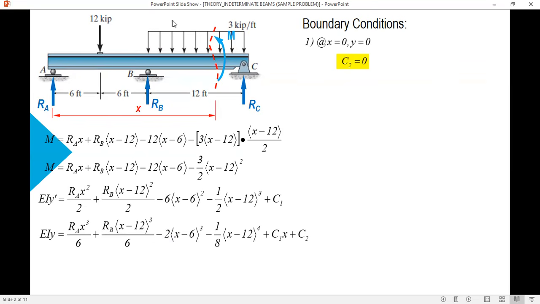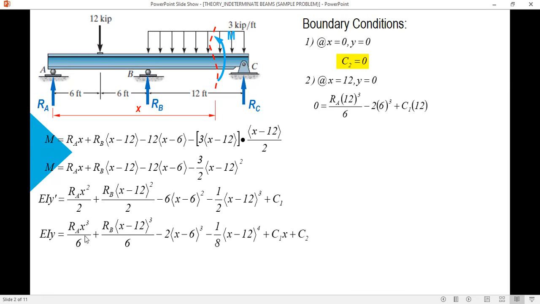Okay. The second constraint is this. At point B, since this is a support, the deflection is also equal to 0, and that is x equal to 12. So, at x equal to 12, y equal to 0. Substitute this into the expression of the deflection. Y equal to 0, x equal to 12. This one, 0, not considered. 12 minus 6, okay. 12 minus 12, 0. And our equation is this.